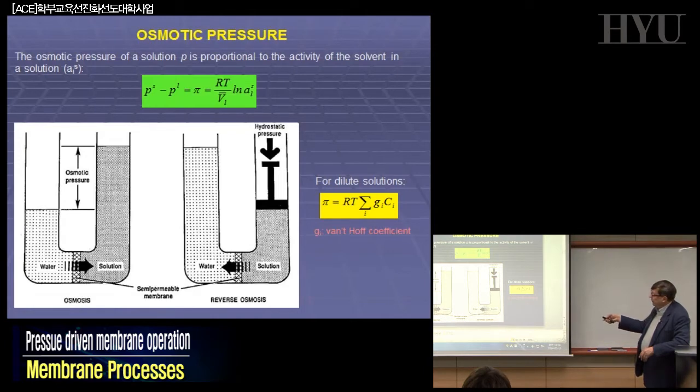This kind of the Van 't Hoff equation is approximate for dilute solution, where the activity becomes just the concentration. So this is the typical equation.